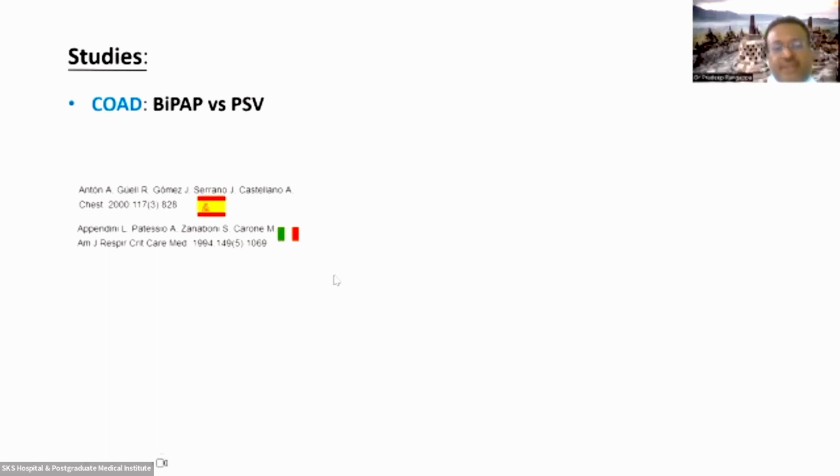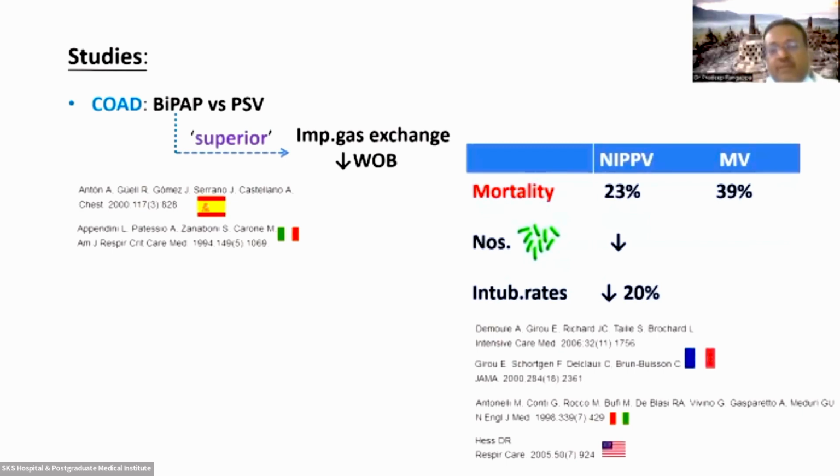In COPD, these are the studies which have shown BiPAP is better than CPAP or pressure support with regards to outcomes, and BiPAP is shown to be superior in improving gas exchange and in reducing the work of breathing in patients with COPD. And these are the studies which show that in COPD, the use of non-invasive ventilation significantly reduces the mortality, significantly reduces the risk of secondary infections, and significantly reduces intubation rates by 20% as compared to mechanical ventilation.